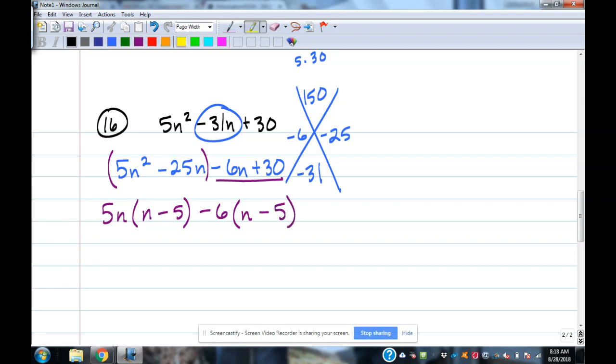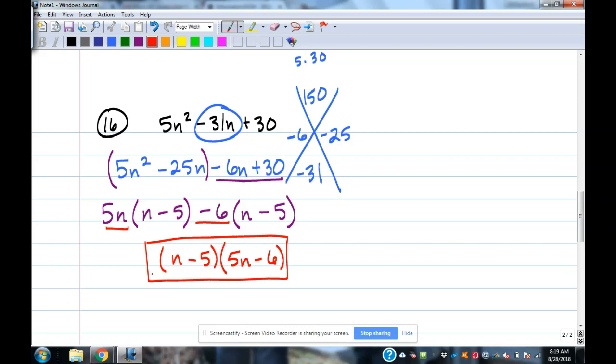Notice those guys right there match. If they don't match, something went wrong. Okay? Something went wrong if they don't match. Now, final answer then. One of your factors is n minus 5, that matching piece. The other factor is the stuff in front. 5n minus 6. There's the factored form. Definitely a little tougher for these than it is on the front side. Okay.